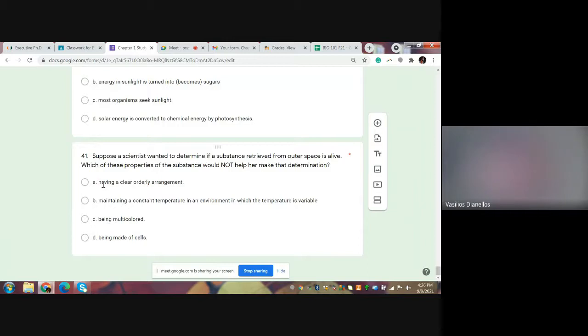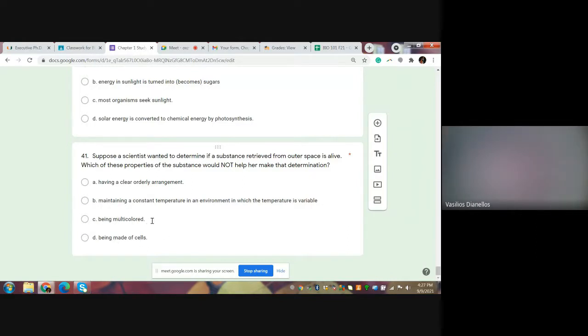So she found this thing. It has clear, orderly arrangement. Yeah, that's a property of life. So that's not the answer. It maintains a constant temperature. Yeah, that is another property of life. It has a lot of colors. No, that is not a property of life. And it's cellular. That is a property of life. So the answer is C.